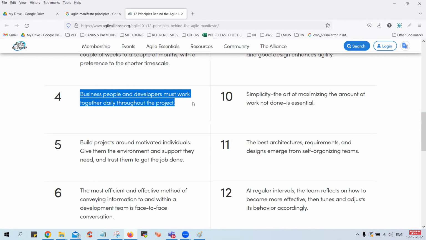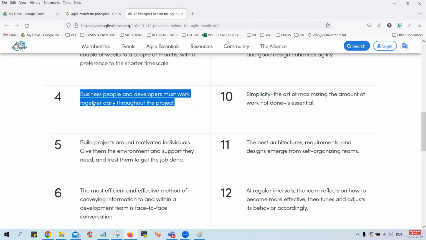What do you say? Arpan Patil, what do you say? What's your opinion? Does this point make sense, guys? Business people and the developers must work together daily throughout the project. That is true. When you work together daily along with your team, the progress on the project will be super clear. Otherwise, if you call them once in a while, let's say in a month or two months, and you try to track, that is not going to work. So daily tracking is a good option.